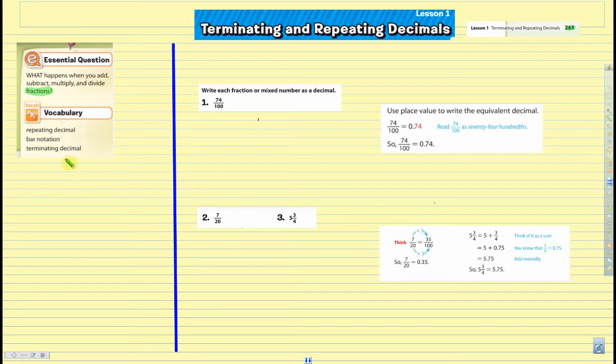Vocabulary: we're going to be repeating decimals. We're going to talk about bar notation. We're going to talk about terminating decimals.